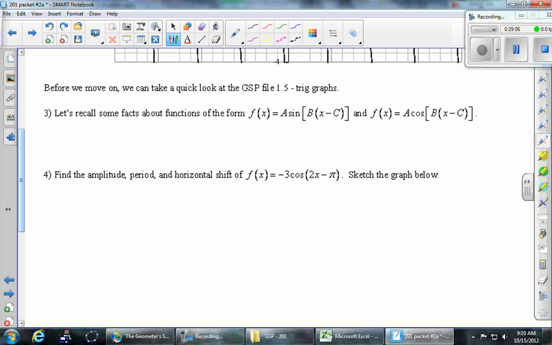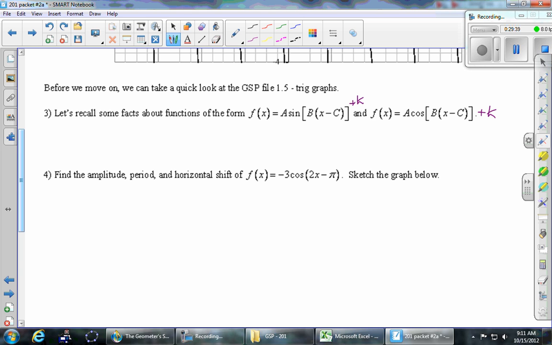Okay, so in number 3, it says we're going to recall some basic facts about functions, basically just sinusoidal functions. That's what we call them. So I've got a sine b x minus c. And pretty soon we're even going to add a k here at the end. I don't know why I didn't put it in there actually. Put a plus k at the end. And so the question is, what do each of these letters have to do with the shape of the sine graph or the shape of the cosine graph?